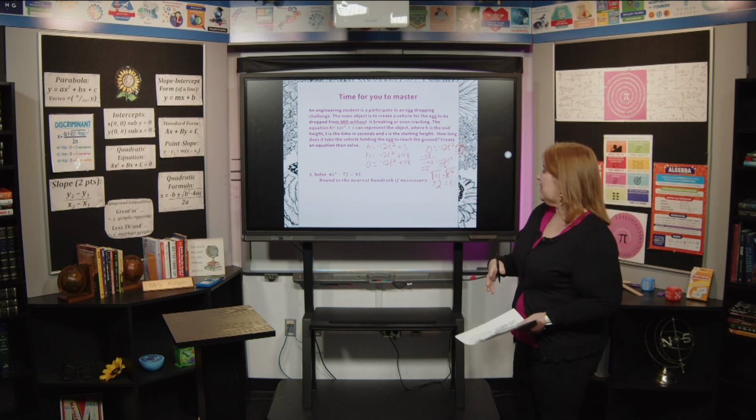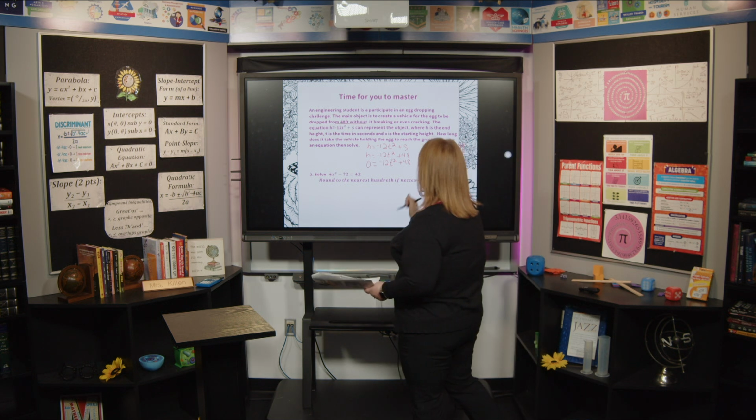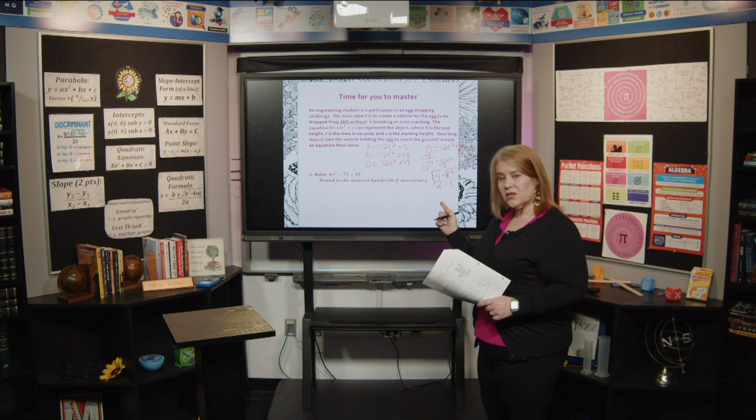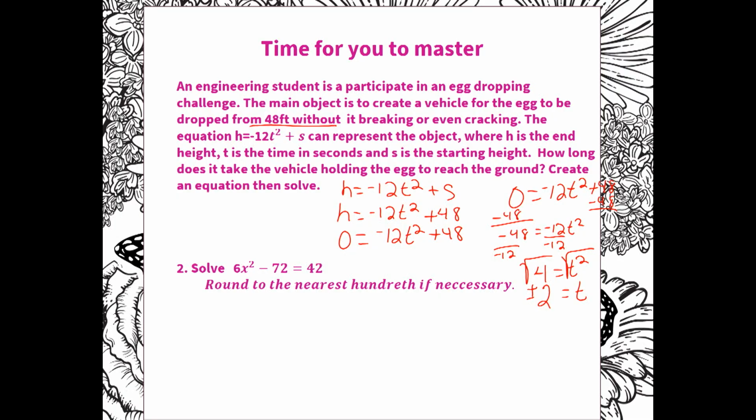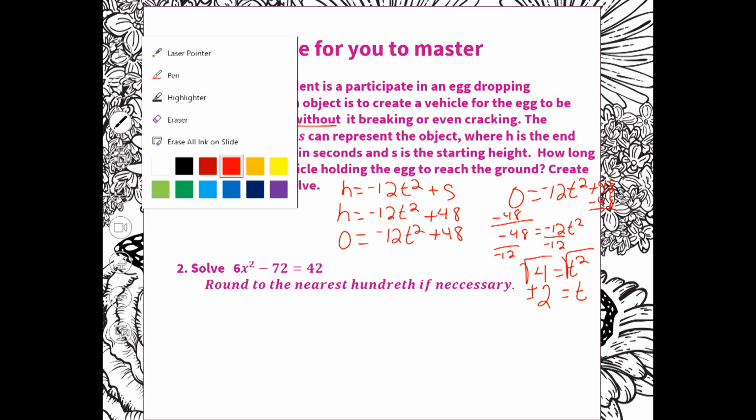Then it also has number 2. I'm solving this, again rounding to the nearest hundredth if necessary. So let's go ahead and try number 2. Here we go. Solve 6x squared minus 72 equals 42. Obviously, I need to get x by itself. So, Ms. Killen, what if I don't take everything to the left and then everything to the right? What if I just started isolating at the very beginning? You can do that. Let's try it.